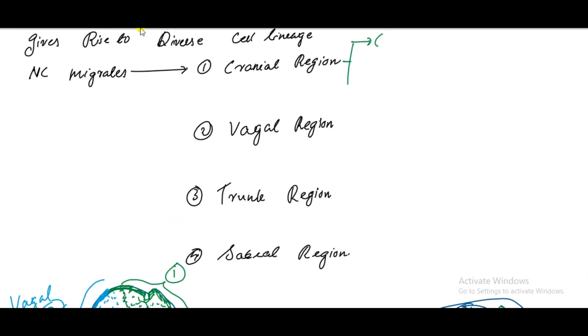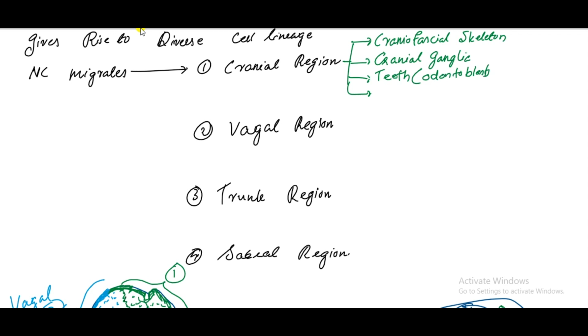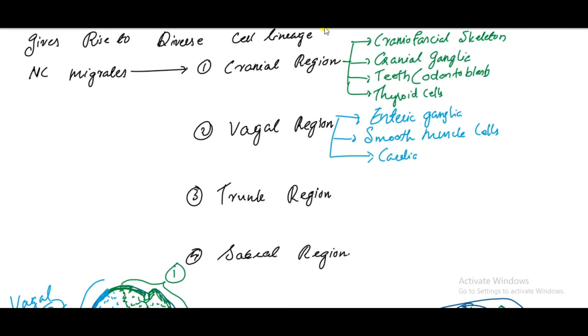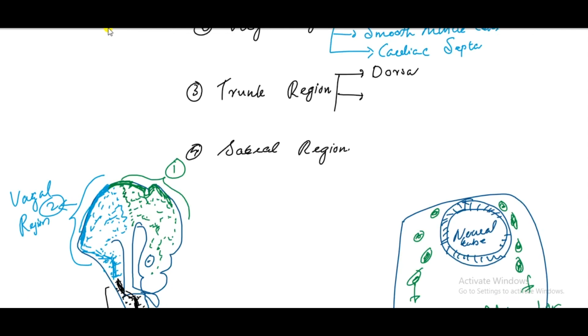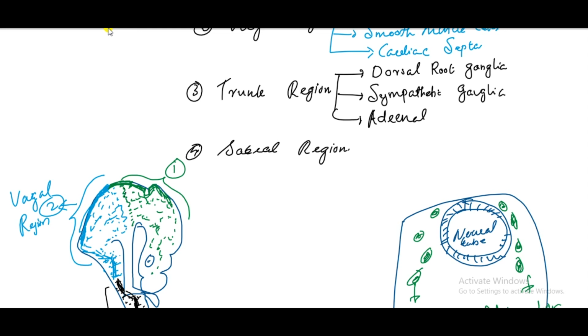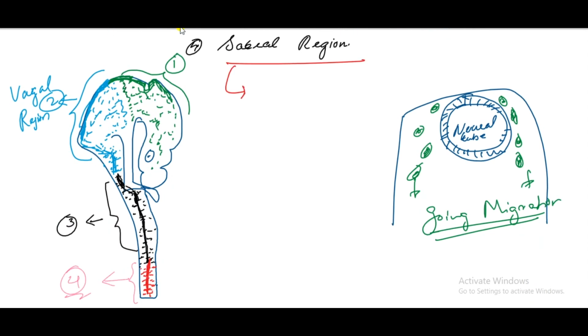The cranial region gives the craniofacial skeleton, cranial ganglia, teeth, that is odontoblasts, and thyroid cells. The vagal region gives enteric ganglia, smooth muscle cells, and cardiac septa. The trunk region gives dorsal root ganglia, sympathetic ganglia, and adrenal medulla. The sacral region gives enteric ganglia and sympathetic ganglia.